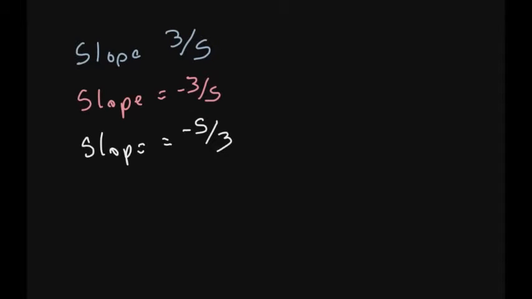Alright, so I'm giving you 3 slopes and we need to figure out which 2 of them are perpendicular. So we're going to start with the blue one and the red one. And we'll multiply them. So we're going to do 3/5 times negative 3/5. So we multiply this out. 3 times 3 is 9. Positive, negative make negative. 5 times 5 is 25. Well, negative 9 over 25 is not negative 1. So these two are not.